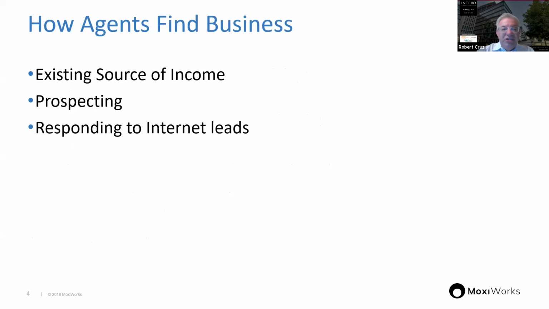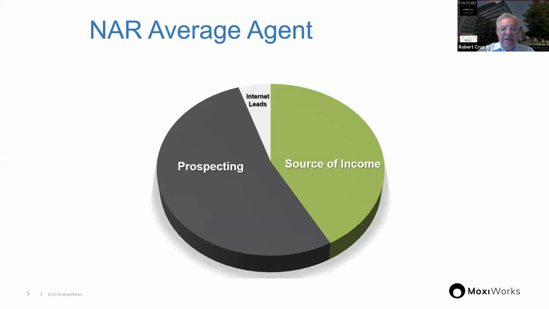They're going to be from existing sources of income, prospecting, and responding to internet leads. Those are 3 major categories right now. And existing source, well, let's touch on it. Here are the 3 sources. And here's, based on the National Association of Realtors, how those 3 areas are sourced, and the percentage that they generate for realtors. Obviously, the biggest one is prospecting. Source of income is another way to say a sphere of influence or past clients. And then the smallest one is internet leads.